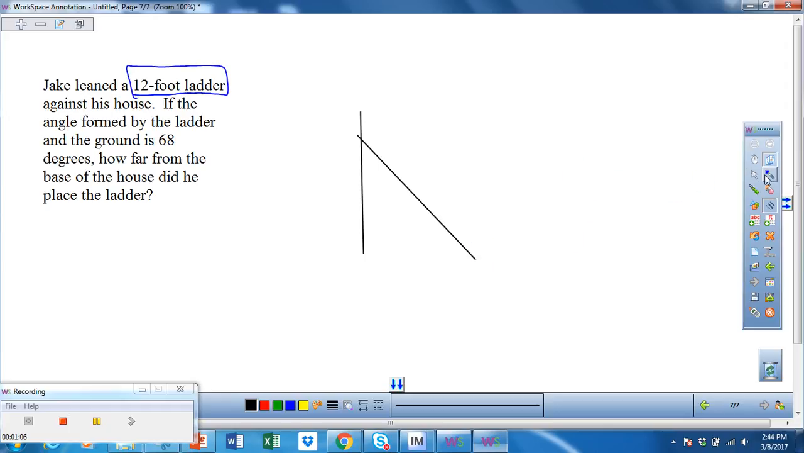And he wants to know, if the angle formed by the ladder and the ground, so this would be the ground, that would be the ground. The angle formed between the ground and the ladder is 68 degrees. And this is 12 feet because that's the hypotenuse. The ladder is always the hypotenuse. How far from the base of the house did he place the ladder? So we're looking for x.